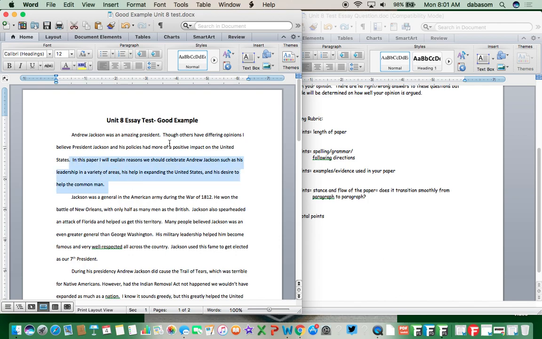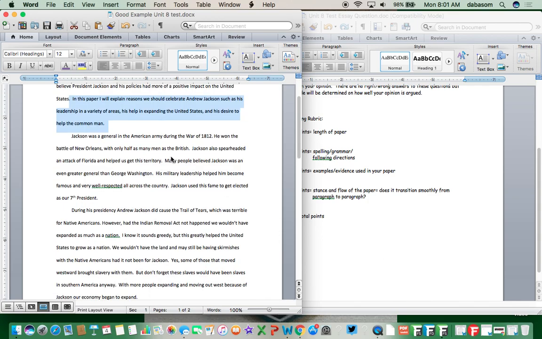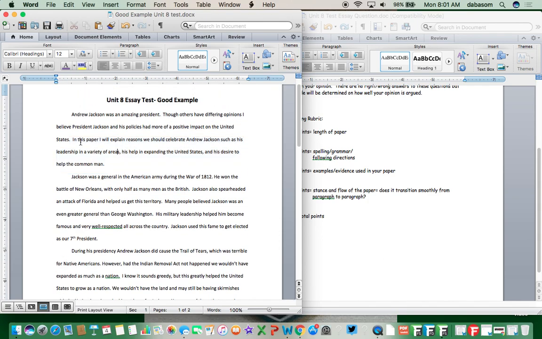Although the paragraph isn't 5 sentences, that's not as big a deal to me because they've also spelled forward what they're going to talk about: his leadership, expansion, and his desire to help the common man.